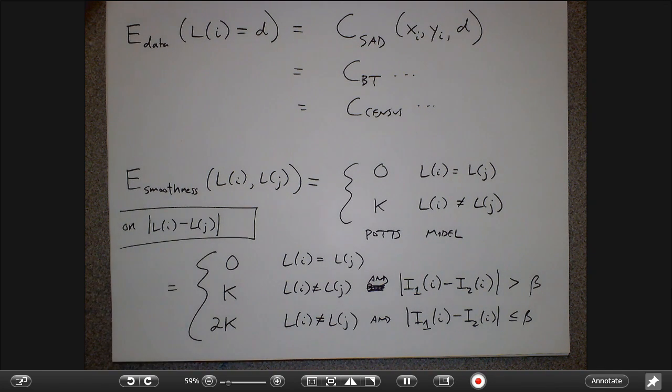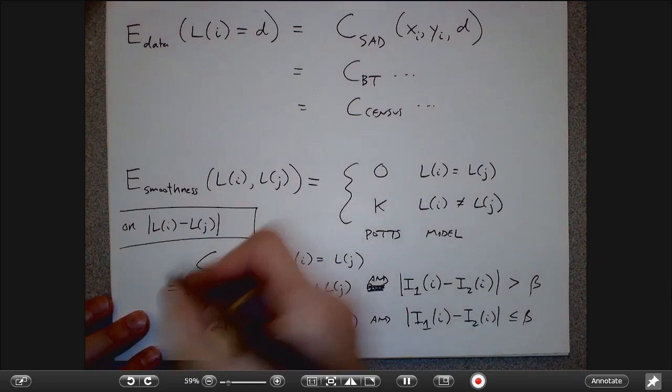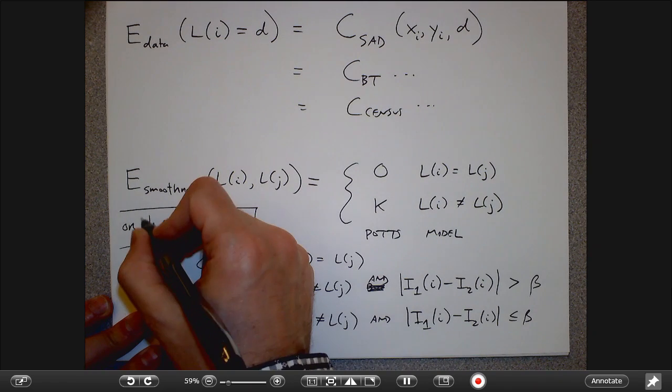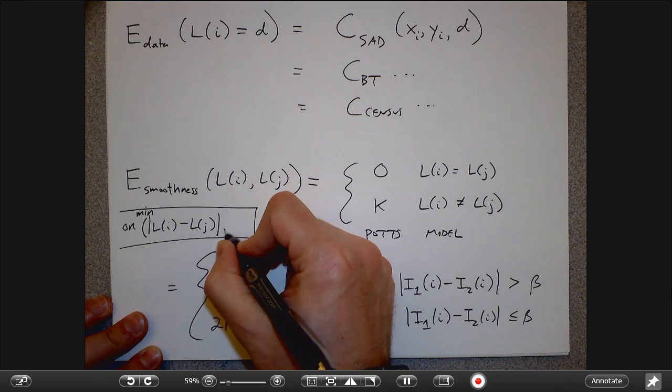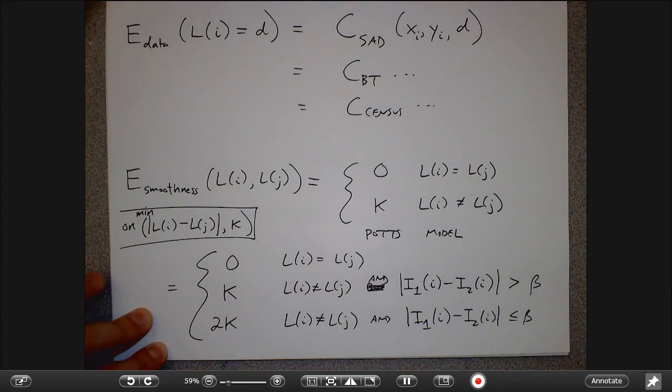Something like an absolute value would be along the lines of saying, okay, I'm now going to penalize how different your labels are, right? Which stands to reason. It's like saying a label difference of disparity level 2 versus disparity level 3 is not as bad as disparity level 2 versus disparity level 12. And so you could look at the absolute value, or you could say, okay, I'm going to look at the minimum of this absolute value and some maximum penalty.